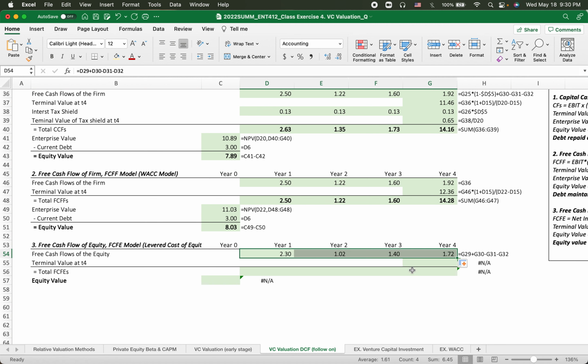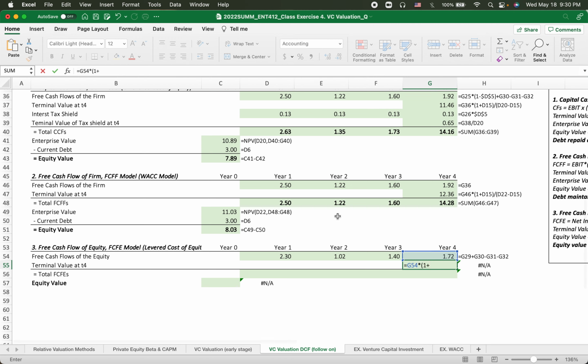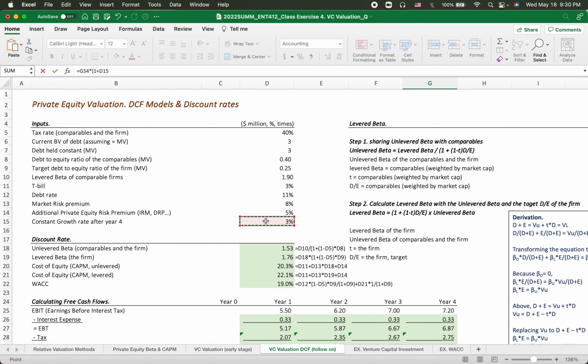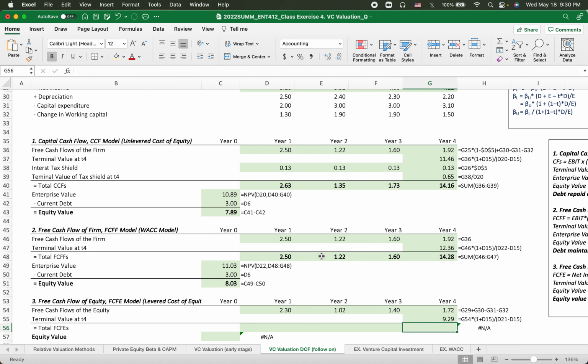Let's drag. Now, the same way, the constant growth model for the terminal value at the end of year 4 must be increased by the growth rate. There you go. And then discounted by, now, what is the discount rate of this FCFE model? The levered CAPM, the levered cost of equity, which considers the debt financing. And then minus, one more time, the growth rate. And then finally, we got this 9.29.